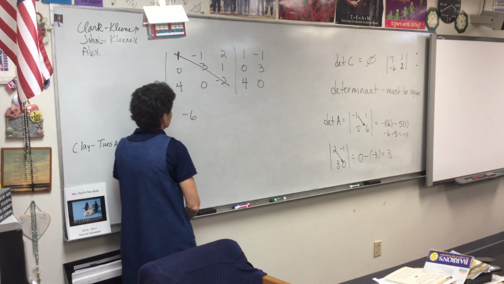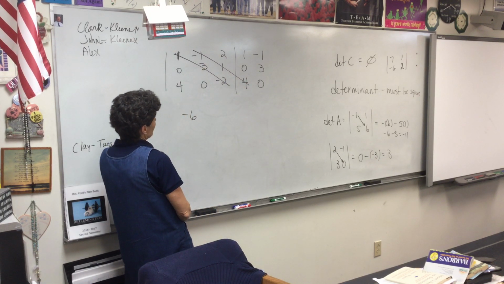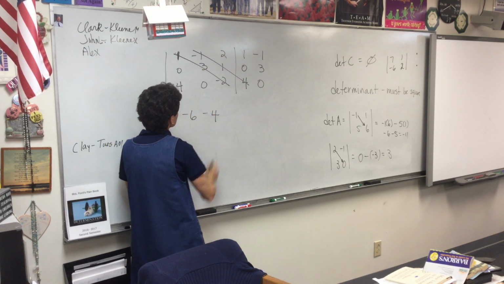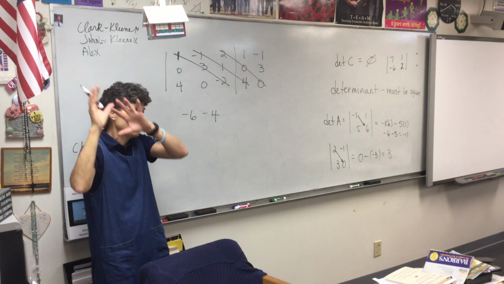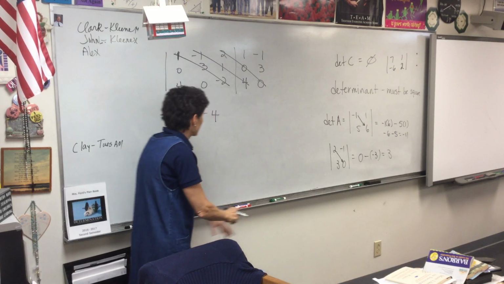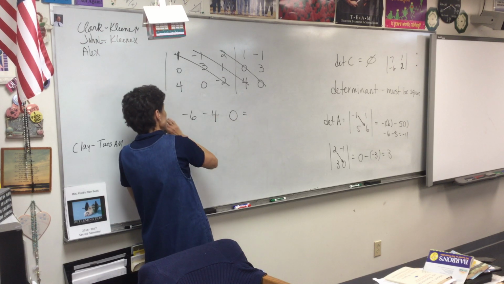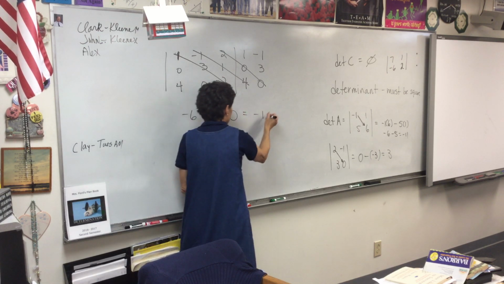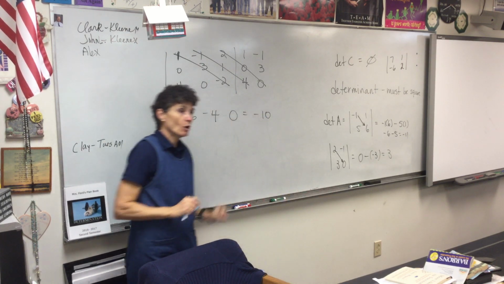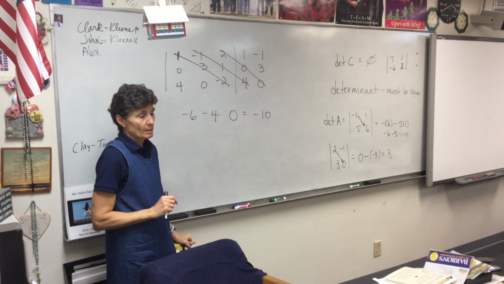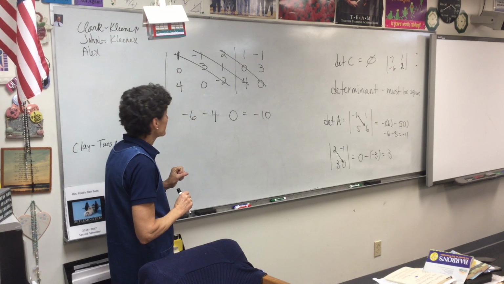-6. Now I'm going to multiply this diagonal. I get -4. And then I'm going to multiply this diagonal. So I am multiplying all of these diagonals, and I get 0. Now total those up. What is the total of that? -10. So this diagonal totaled -10. Now guess what I'm going to do? Okay, so do you add? To add them up. Okay.